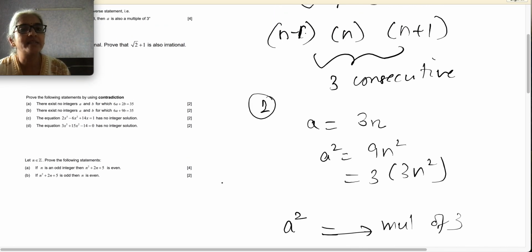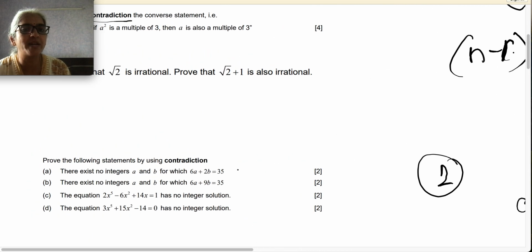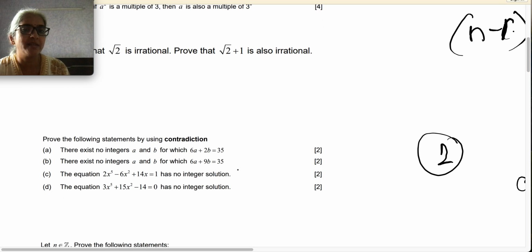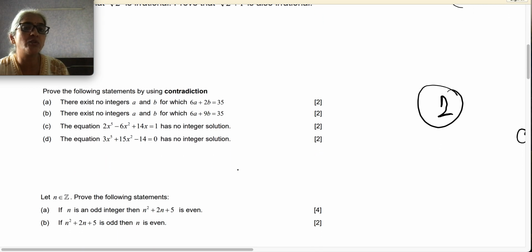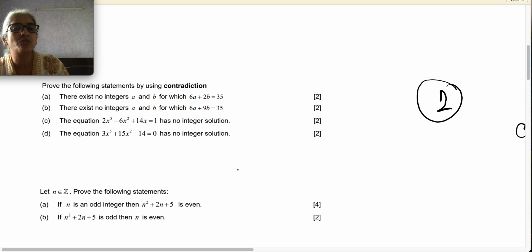So the next one says 2x raised to 5 minus 6x square plus 14x is equal to 1 has no integer solution, and we have to prove by contradiction, so we will assume that it has an integer solution. So if we look at 2x raised to 5 minus 6x square plus 14x, the left hand side all are even numbers, correct? Multiples of 2. So if x is an integer, then the left hand side is an even number, but 1 is not. So that itself is telling you that that's not possible.